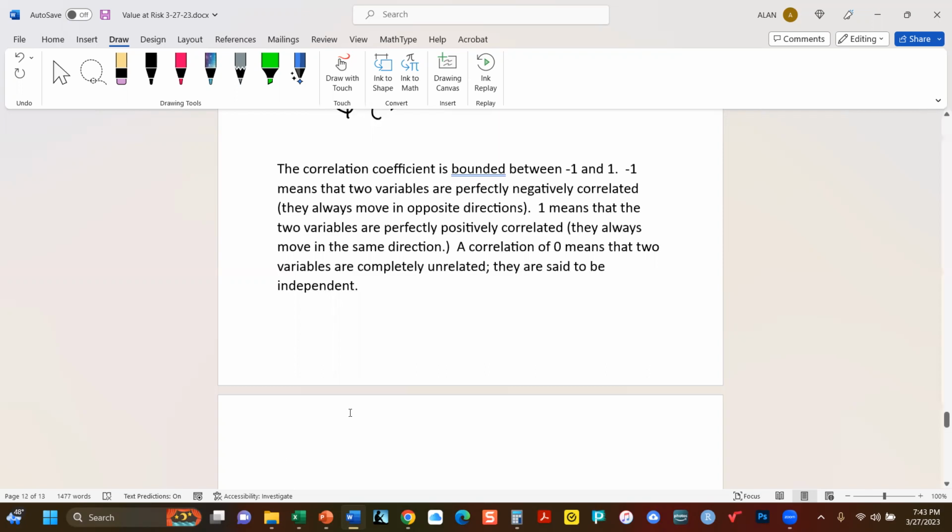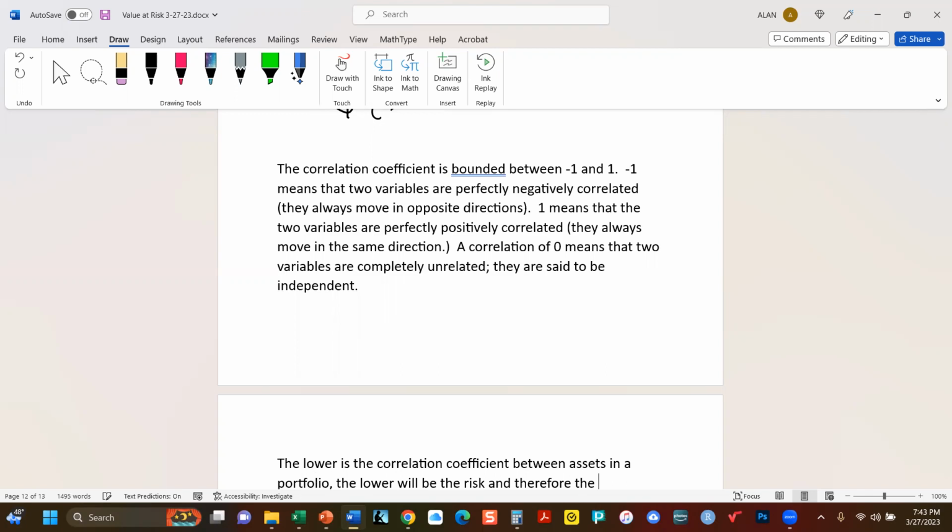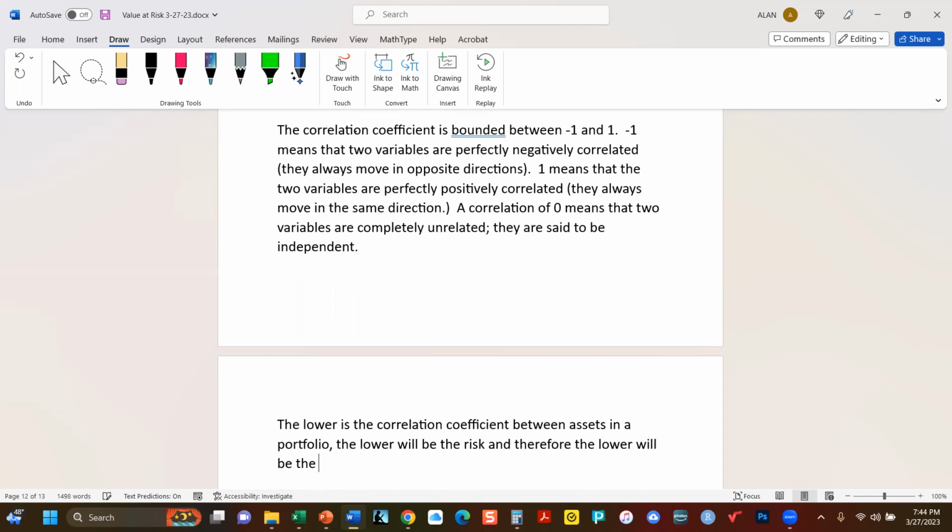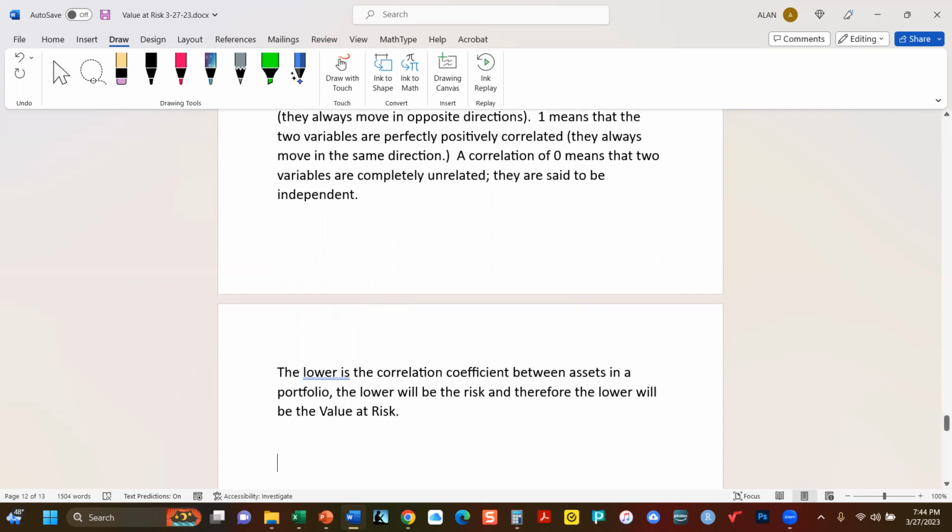So it turns out that the lower the correlation coefficient between assets in a portfolio, the lower the risk will be, and therefore the lower the value at risk. So you're hoping that these are very low. It's not always possible to find negative correlations, but if you're choosing stocks from the same economy, there's going to be some correlation no matter what you do, because they're all related to the same business cycle.